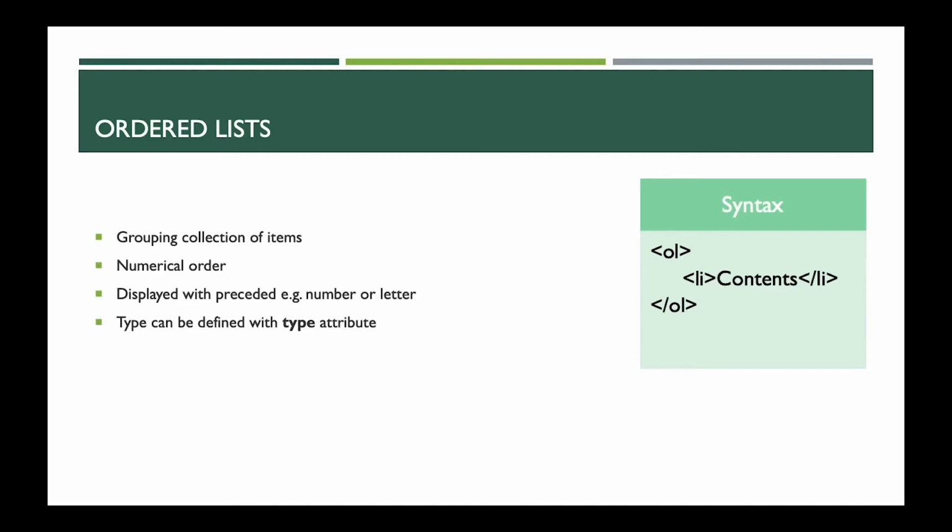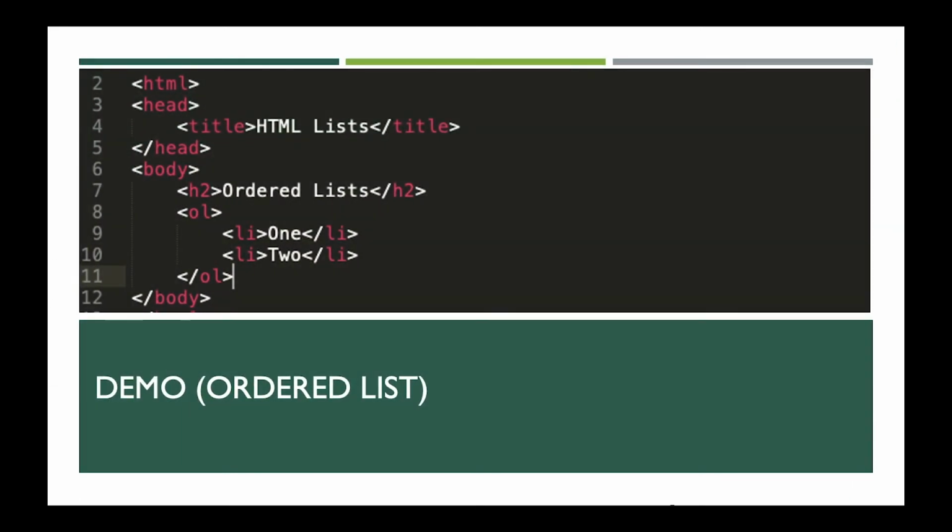Now, because we have got 2 different choices, we can use the type attribute for the ordered list element to determine whether we want the items to be preceded with a number or with a letter. To the right side, we can see the basic syntax of ordered list. Ordered list in HTML is defined with OL element. Within the OL element, again, we have got LI element, which is basically used to define items for this list. With that being said, let's look at how we can implement it and where we can implement ordered list.